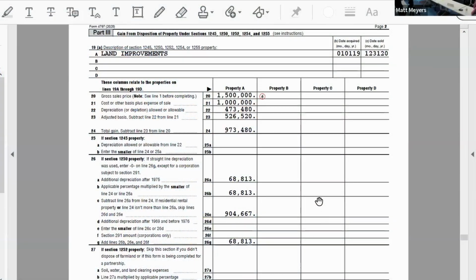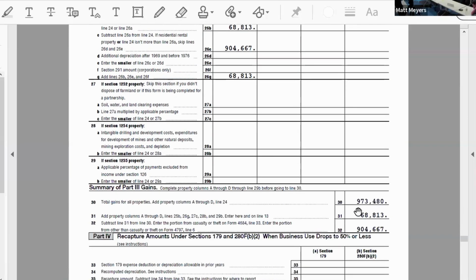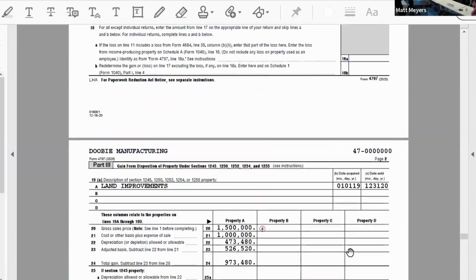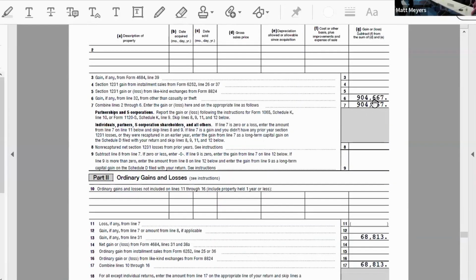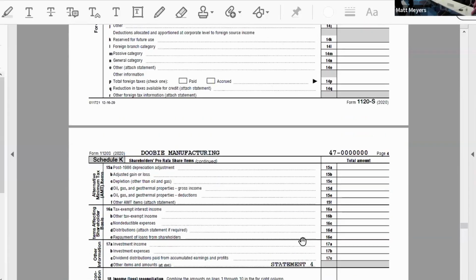So when we, God willing, come here, this says 973 is the gain, 68,000 I think was the amount in excess, right? And 904 was the excess over that, which then says 973, 68. There's your 904 and 68, and it should break out, which I don't think it gives you the opportunity to.